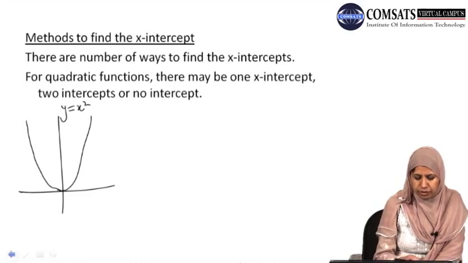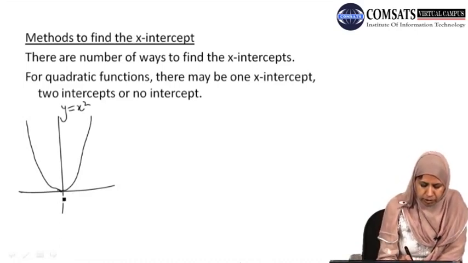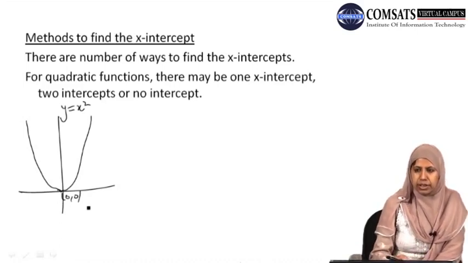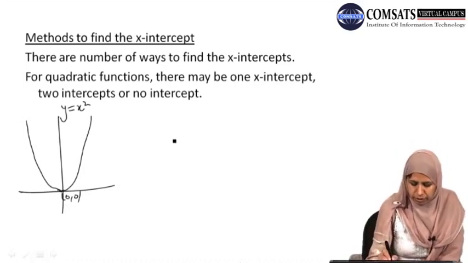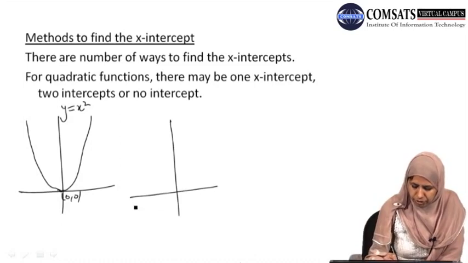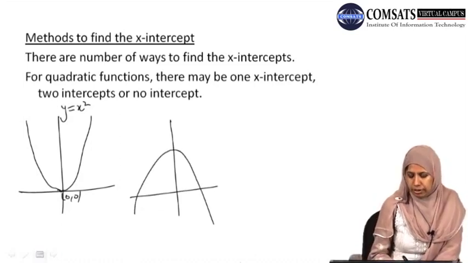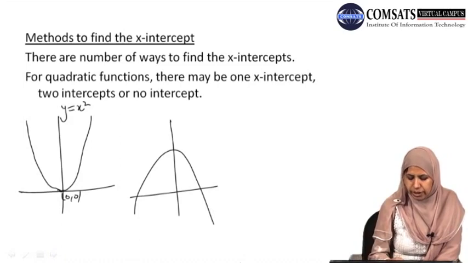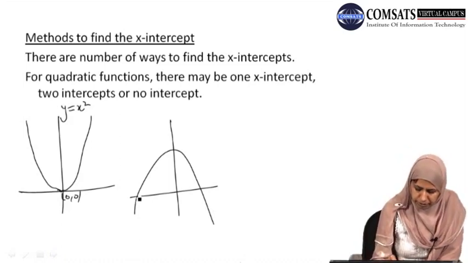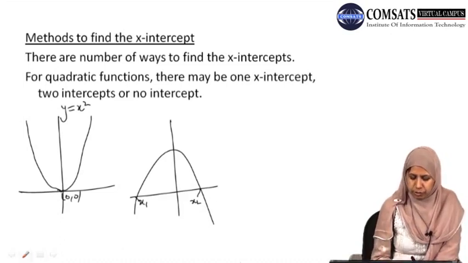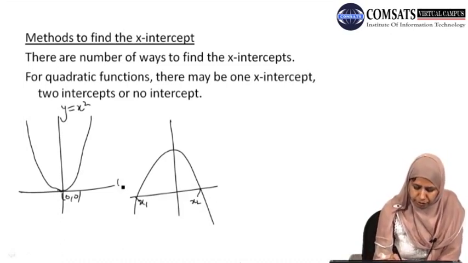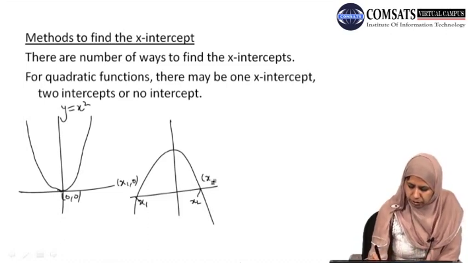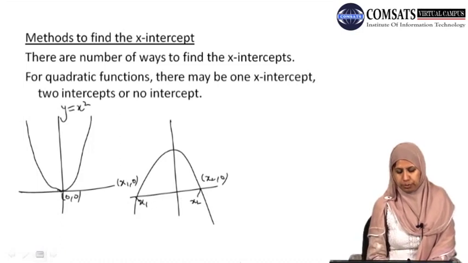Now here the graph crosses the x-axis at the origin. So in this case the x-intercept is only 1 point. Okay, if we have our graph like this, then in this case the graph crosses the x-axis at 2 points, namely at this point x1 and at this point x2. So in this case we have two intercepts, x1 0 and x2 0.